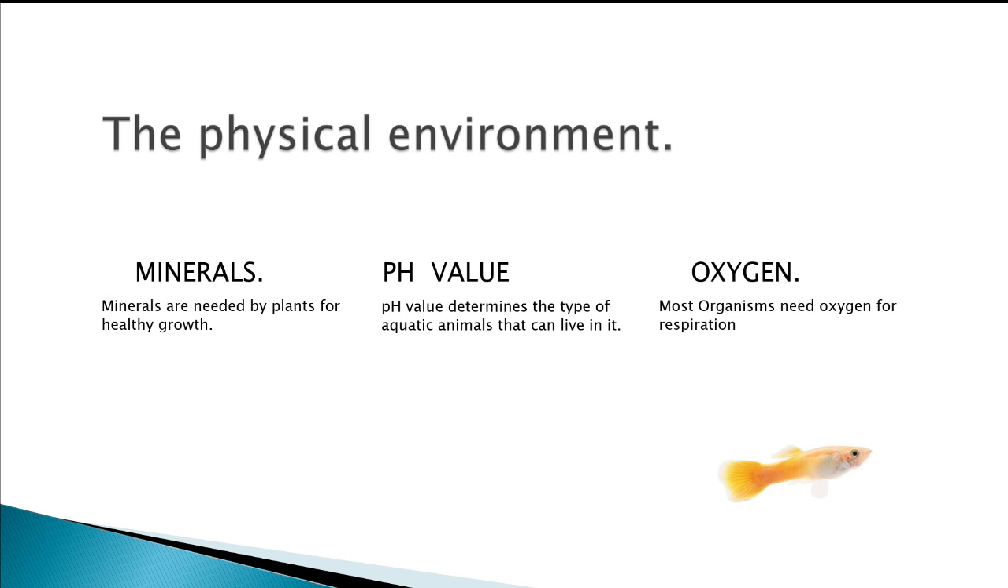The next part of the abiotic factors of the physical environment is minerals. Minerals are needed by plants for healthy growth. Nitrates, for example, are used by plants to make protein. Plants obtain minerals from the soil in which they grow, and animals obtain them through their food.